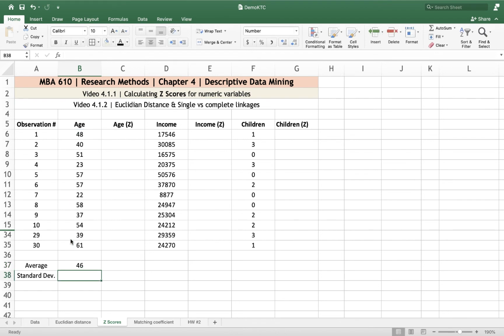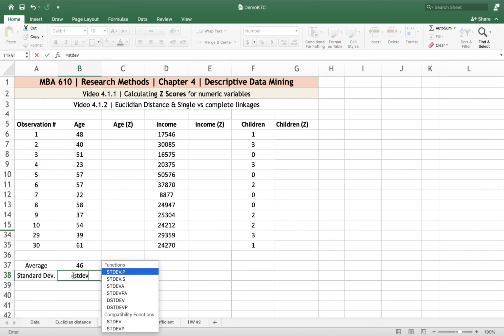Close the parentheses and press enter. I see that my average age is about 46 years of age. If I add another decimal to that, you'll see that it's really 45.97, but I'm going to round that to the nearest whole number.